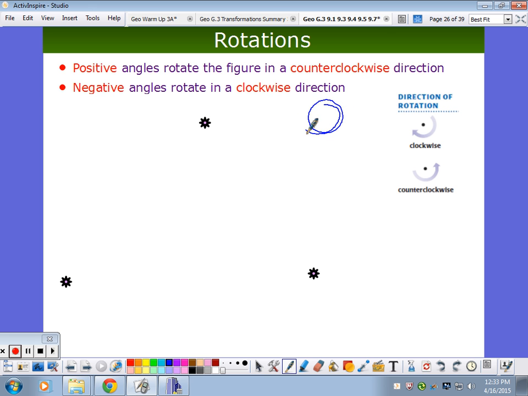Like this way, right? That's clockwise. Isn't it? That's how a clock, the hands go. So counterclockwise is the opposite way the hands go. So that's counterclockwise. Okay, we know that, that's good.